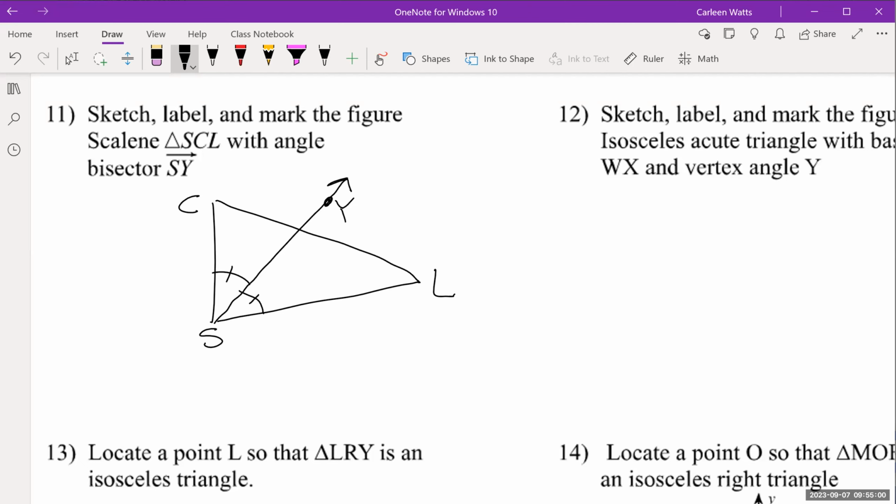Okay, how are we doing, team? Hanging in there? A lot of vocabulary. Some people like geometry better because of all the vocabulary.